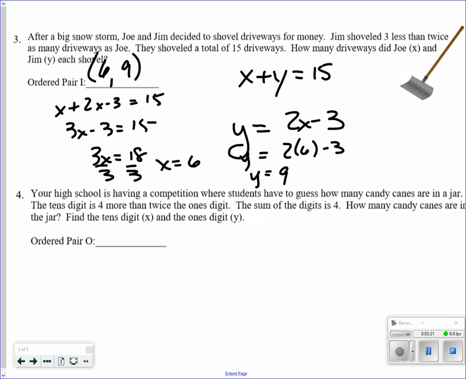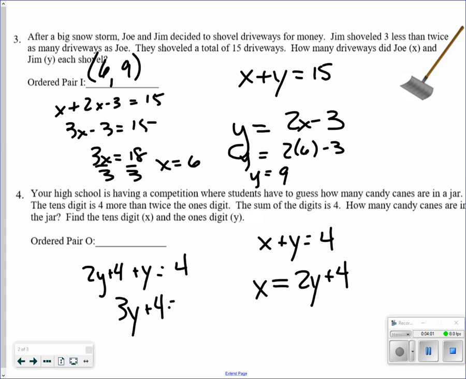Your high school is having a competition where students guess how many candy canes are in a jar. The tens digit is 4 more than twice the ones digit. The sum of the digits. All right, so again, anytime they're going to give you a sum, that's x plus y. So now the tens digit is 4 more than twice the ones. So twice the ones digit, and I want 4 more than that. Again, this is set up for substitution. So I'm going to put 2y plus 4 in place of x.